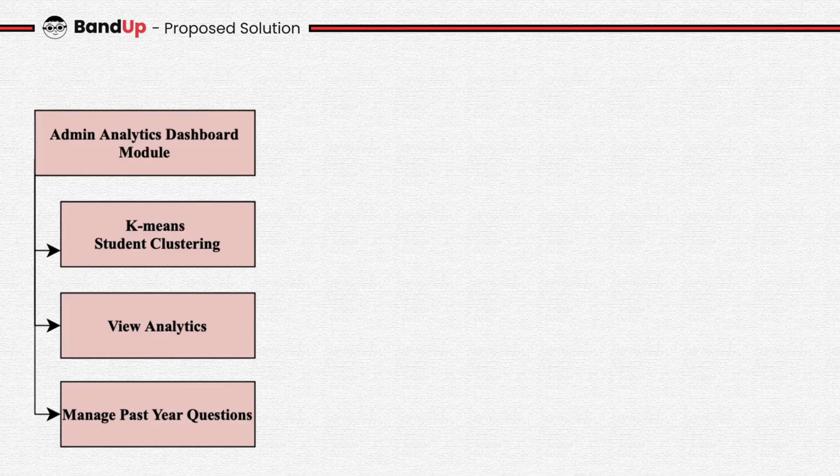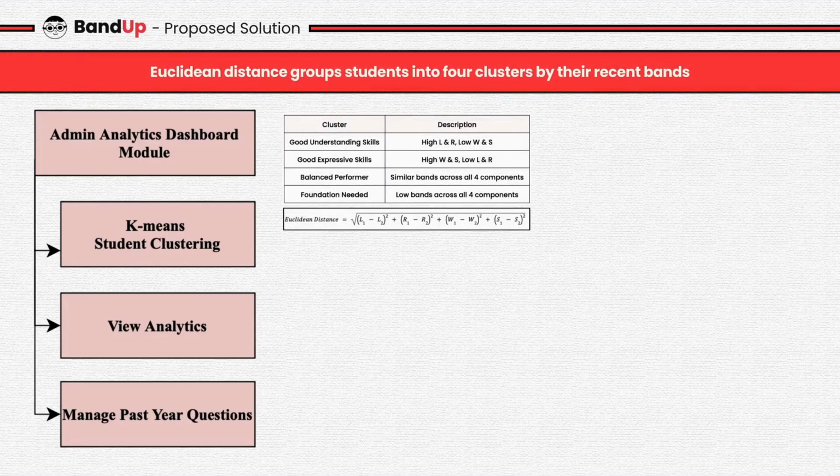Fourth module is the Admin Analytics Dashboard module. This module allows admin to view student clusters. The main feature of this module is K-means student clustering. This algorithm uses Euclidean distance to group students into 4 clusters by their recent bands.